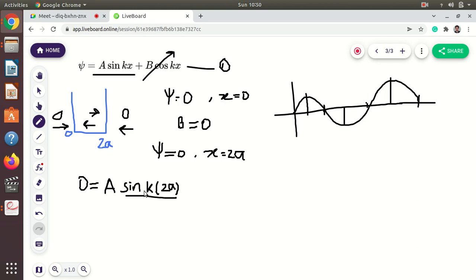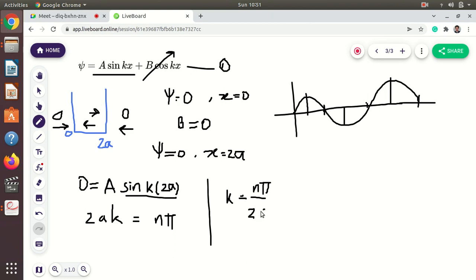So this must be equal to 2a into k. Then only this function can become 0. So I will write the condition 2a k is equal to n pi. Take 2a to this side, so I will get the value of k. k is equal to n pi upon 2a.